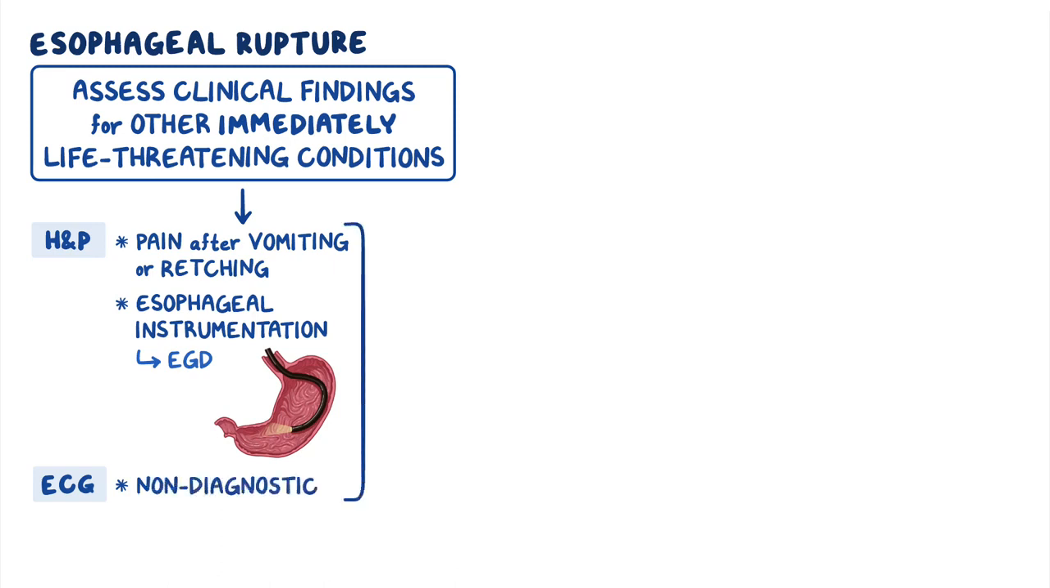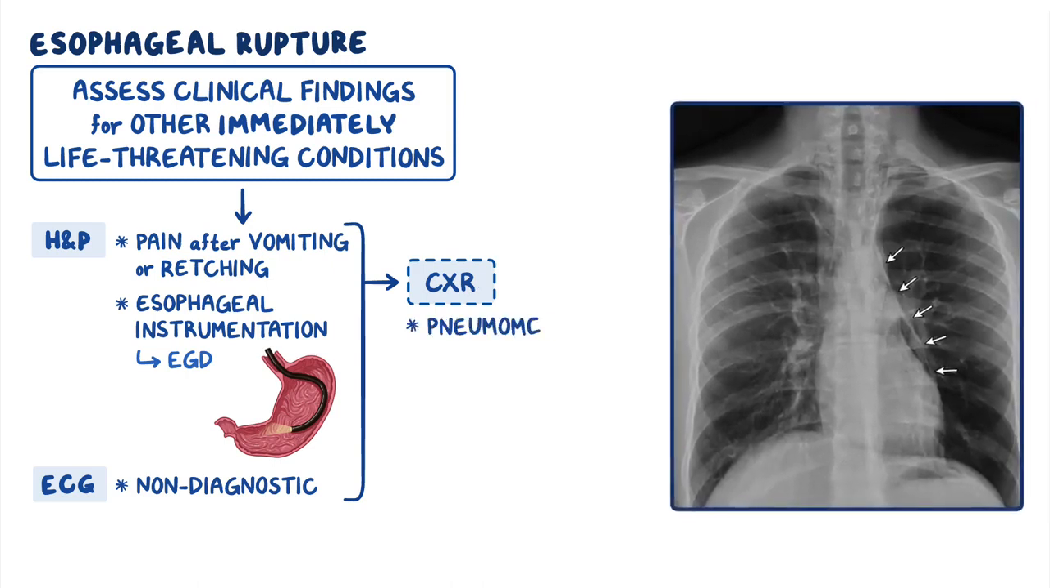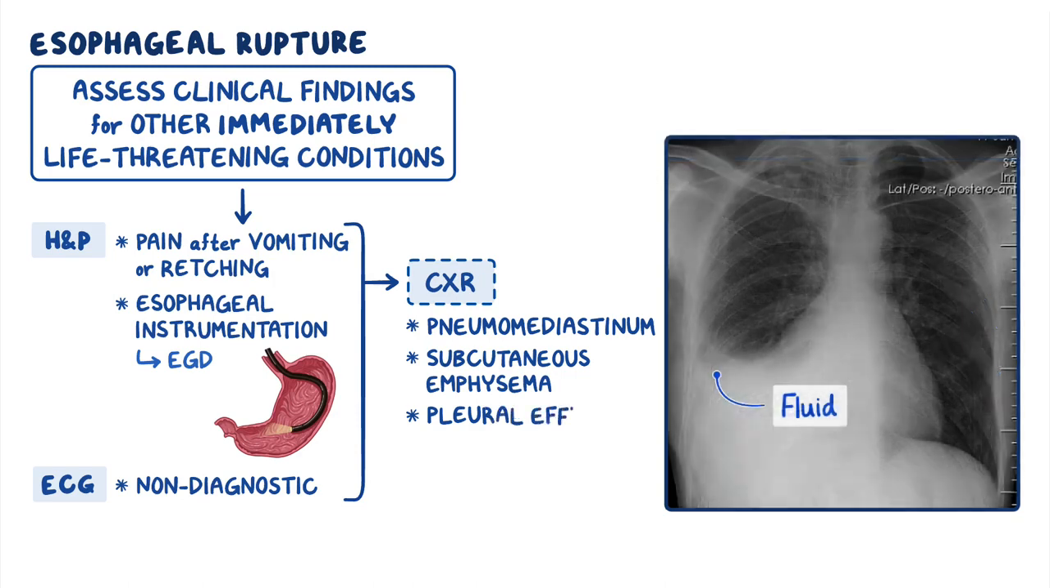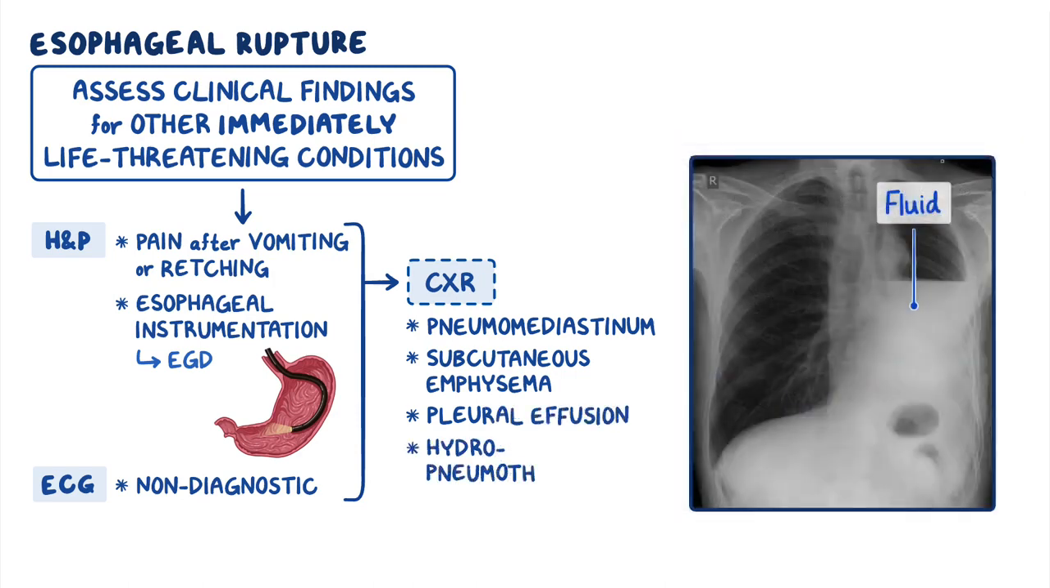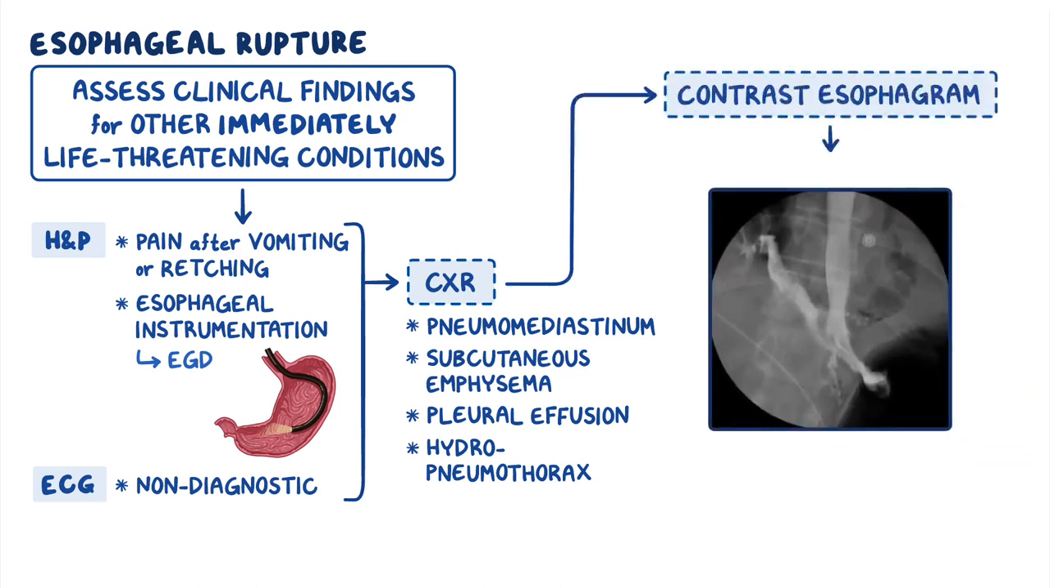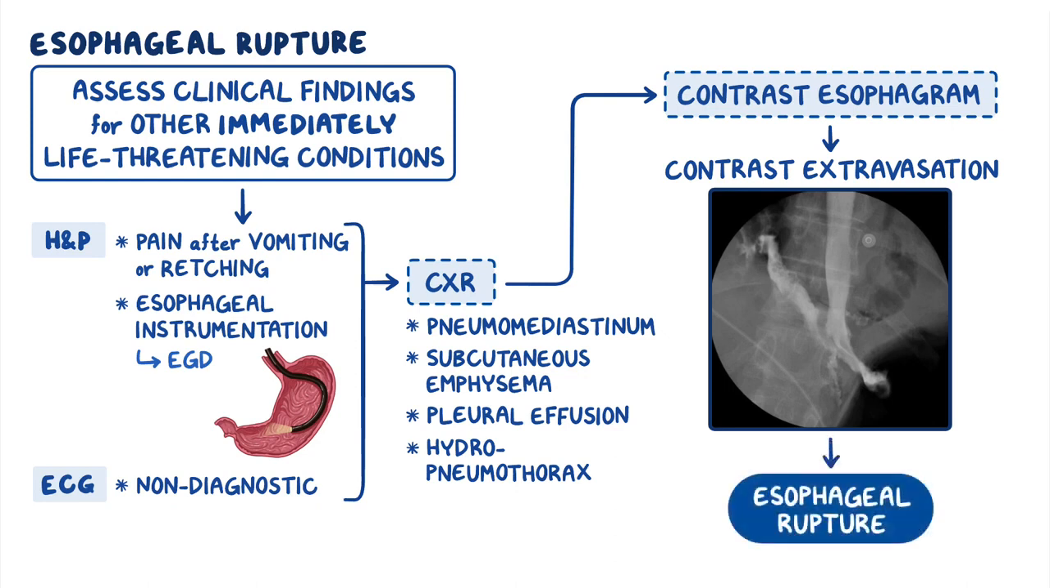If suspected, your first step is to order a chest X-ray. This will show pneumomediastinum, subcutaneous emphysema, pleural effusion, or a hydropneumothorax. In most cases, the next best step is a contrast esophagram. If there is contrast extravasation from the esophagus, you've made your diagnosis.